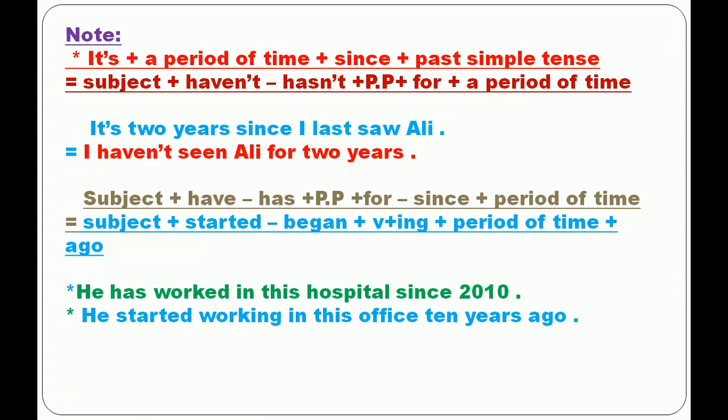We can also use the subject plus haven't or hasn't plus past participle and for and a period of time. When I say it's 2 years since I last saw Ali, it equals I haven't seen Ali for 2 years. We have subject plus have or has plus past participle for or since plus a period of time.